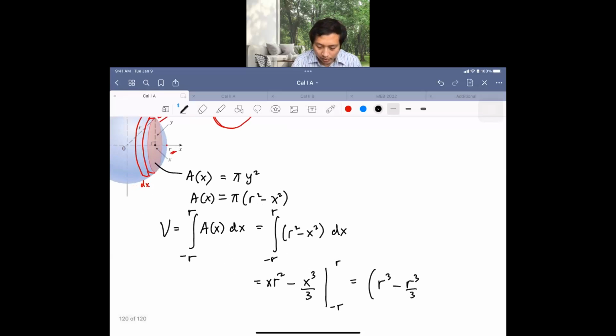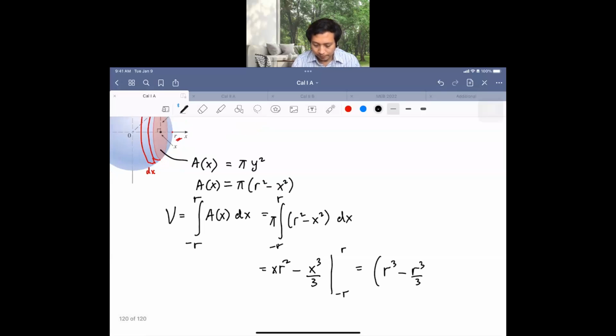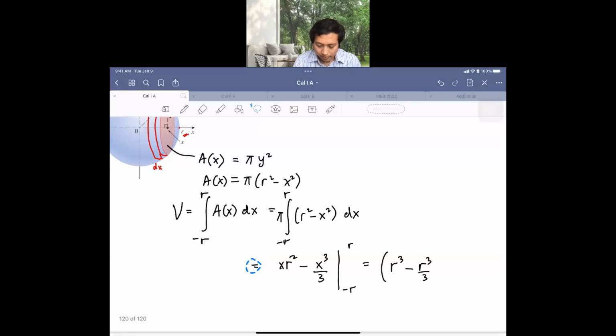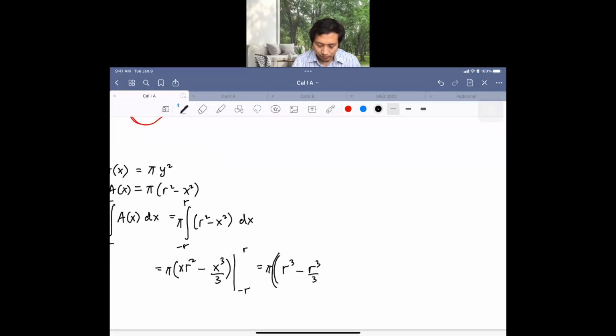Oh, sorry. I forgot pi. We need to write pi there. Okay, so this, and then minus r squared, so minus r cubed, minus plus r cubed, right, over 3.